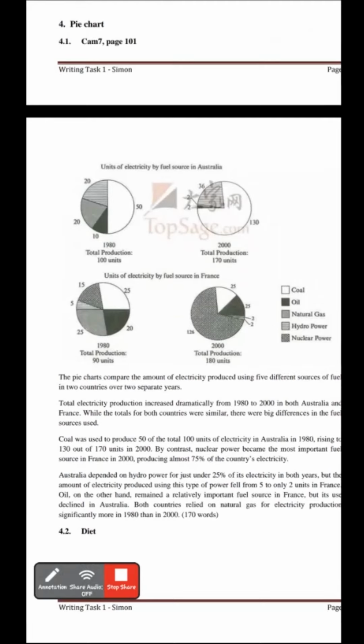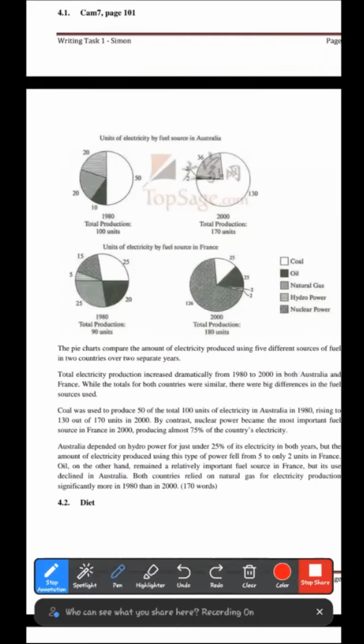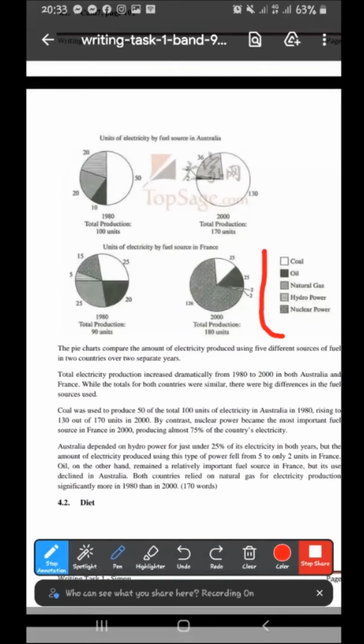But coming back to the point, you can see there are 4 different pie charts. Okay, now how do you describe these pie charts? You just need to read the information. It's given here. Then you need to compare. We have coal, we have oil, we have natural gas, we have hydropower, we have nuclear power. Now it's all given here. It's all given here everywhere, isn't it?